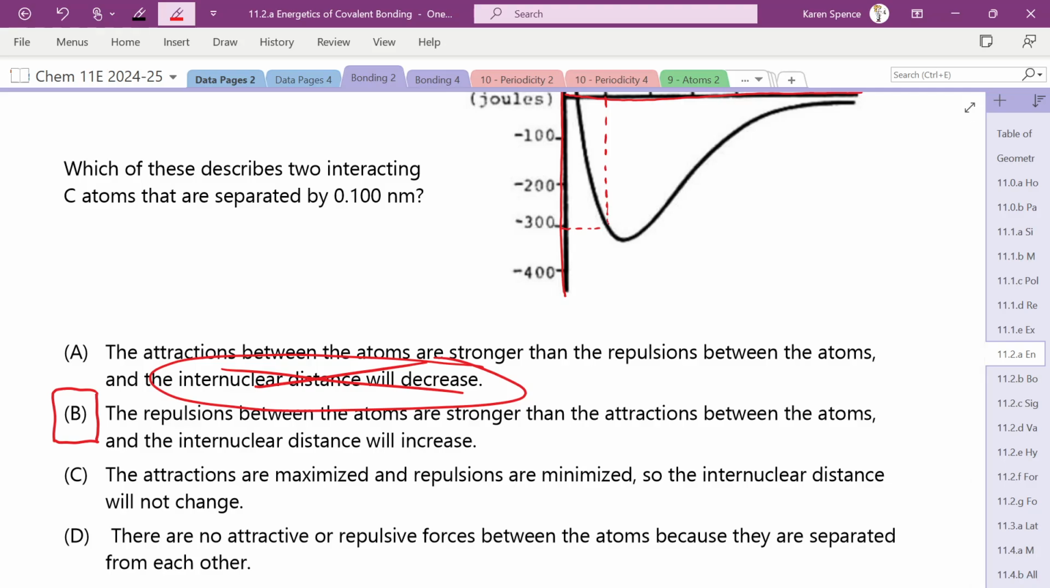And let's see if this is a good question. Attractions are maximized and repulsions are minimized. Is that true? No, that would happen where? Where are the attractions maximized and the repulsions minimized? That would occur at the X marks the spot. Yes? So this one is a no, that one's a no. There are no attractive or repulsive forces between the atoms. Well, that one's a no, so it has to be B.